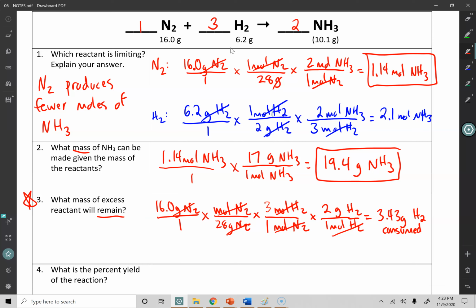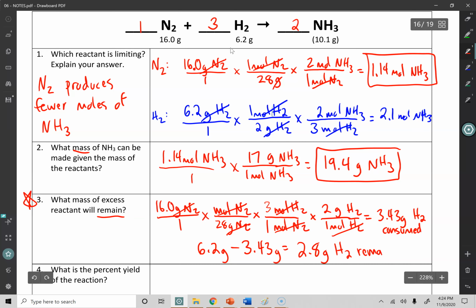I know how much I start with, 6.2 grams. I'm going to subtract 3.43 grams, that's what gets consumed. And be careful with sig figs here, this is a subtraction. So you can't go to as many places after the decimal point as you might initially think. I've got 1 place after the decimal point, 2 places after the decimal point. I'm limited to 1. So about 2.8 grams of H2 remains. That's just unreacted hydrogen.